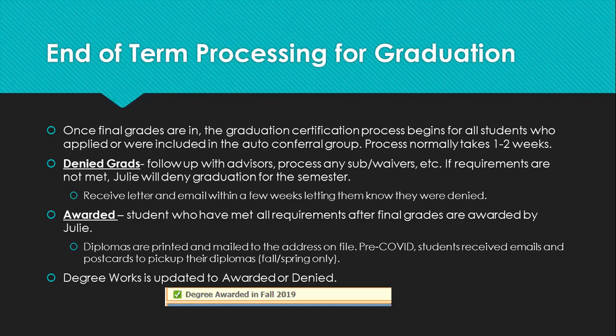Or if they need to continue on in an upcoming semester, or they're taking a break and coming back, it gives them all the details on what they need to do. For the awarded students, if I go through and I see that all the requirements are met after final grades, Julie goes in and awards them, and we move forward with printing the diplomas and getting them out to students.